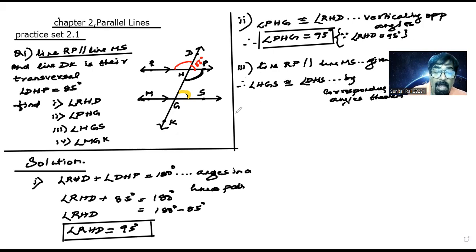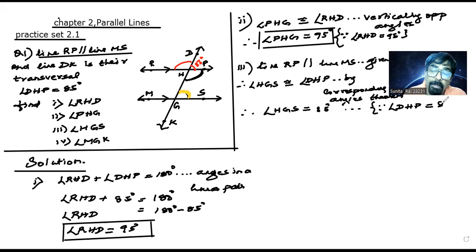Now see, therefore angle HGS is equal to, what is DHP, children? I'm so sorry, children. What is DHP here? Angle DHP is 85 degrees. So in place of DHP, I put 85 degrees, and I write the reason as since angle DHP is equal to 85 degrees.